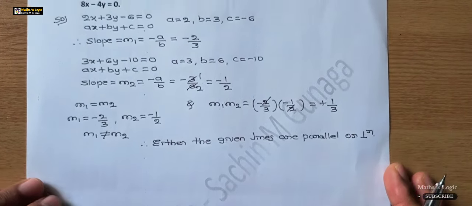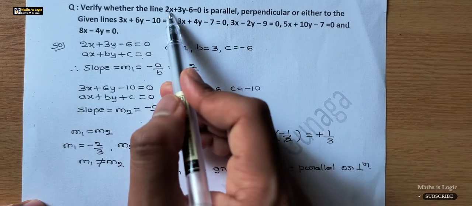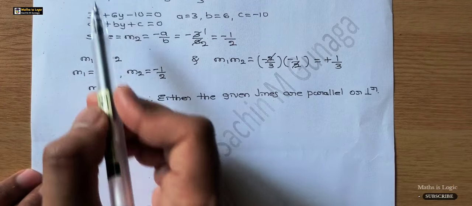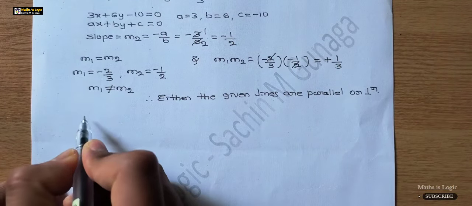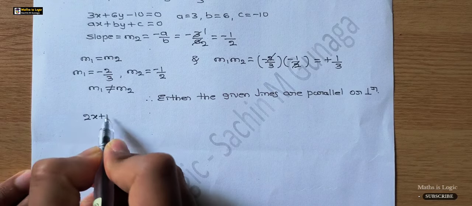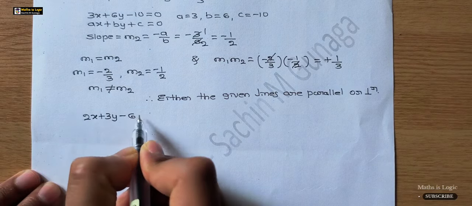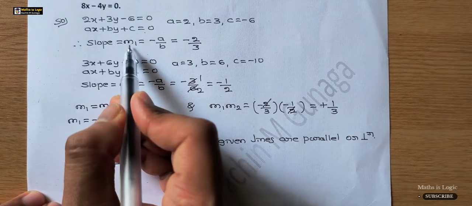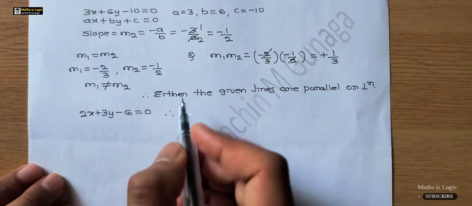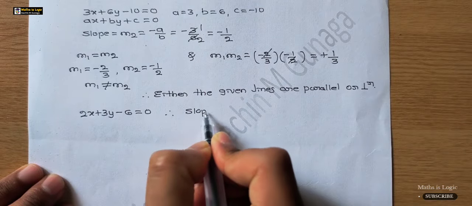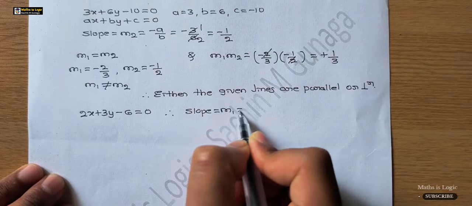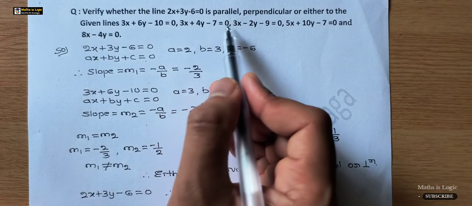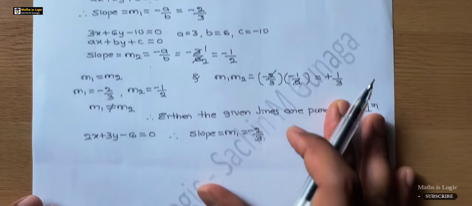So next, now this given line with the second line you need to check. Again the same procedure. Therefore 2x plus 3y minus 6 is equal to 0. Therefore here directly how much are we getting the slope? Minus 2 divided by 3. So directly you write here slope m1 is equal to minus 2 divided by 3. Now consider the second line equation.